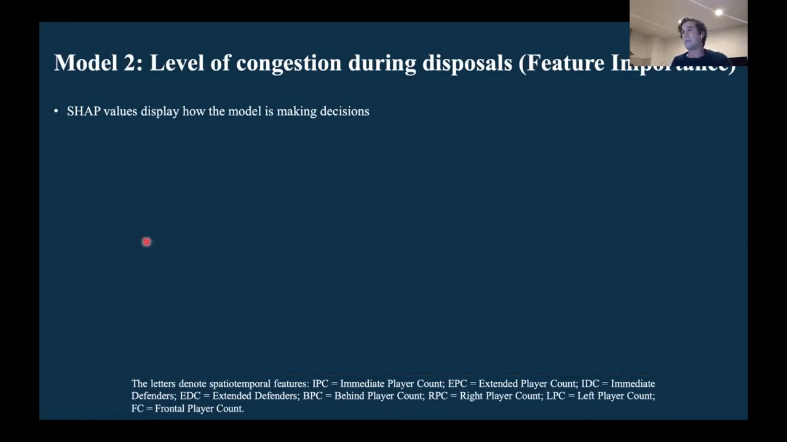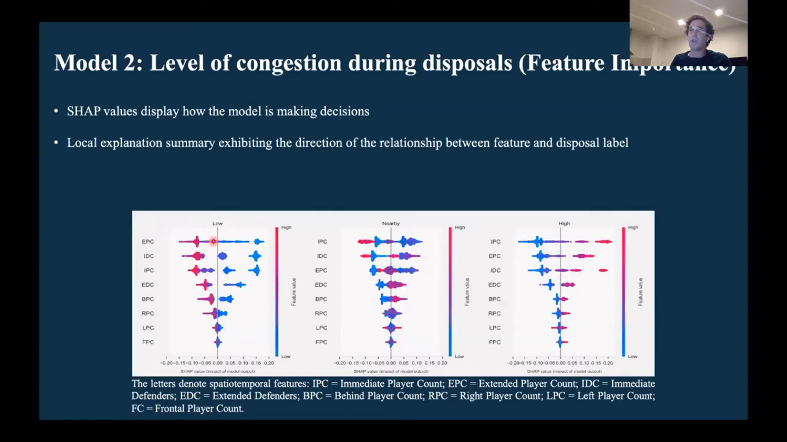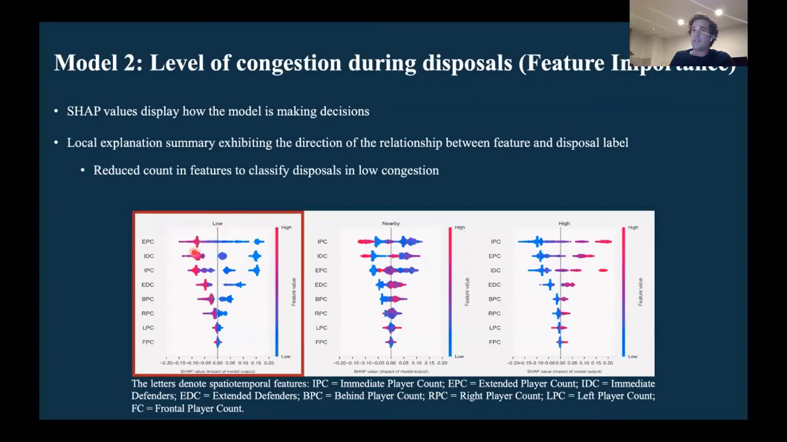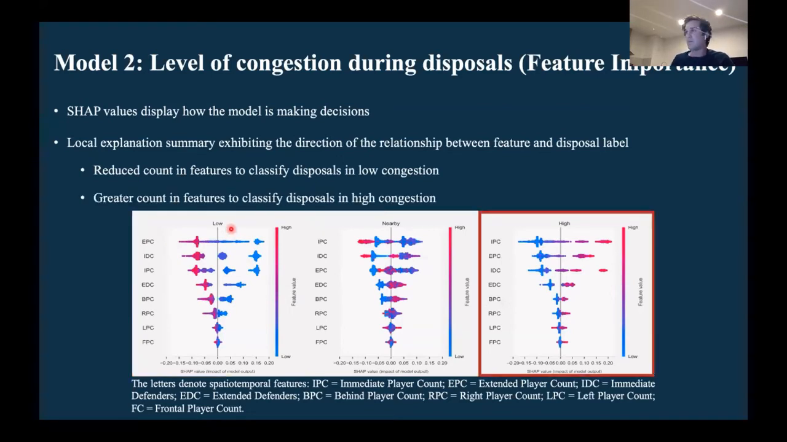When we look at the individual labels here to understand the direction of how it was making its decisions, if these features displayed a reduced count, it was more likely to classify the disposal within low congestion. And conversely, if the features displayed a higher count, then it was more likely to classify that disposal within high congestion.